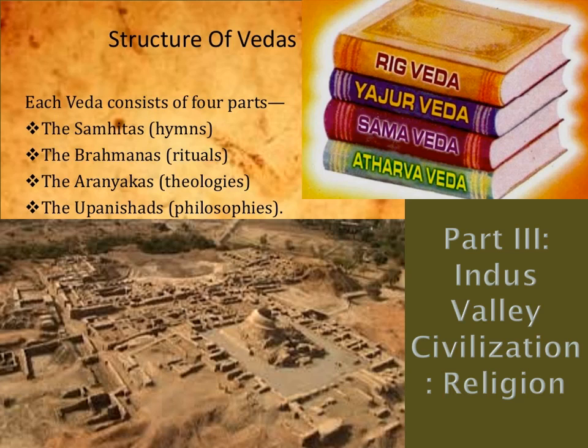Later on in time, there were compositions known as the Brahmanas. These emerged around 1000 to 800 BCE, and they are ritual commentaries, commentaries on rituals. Each of the Rig Veda, Yajur Veda, Sama Veda, and Atharva Veda also has Brahmanas. Then they also had Aranyakas, which are theologies of rituals, or understandings and practices of rituals. Then followed by the Upanishads, which are expositions on the philosophical aspects of Brahmanism.